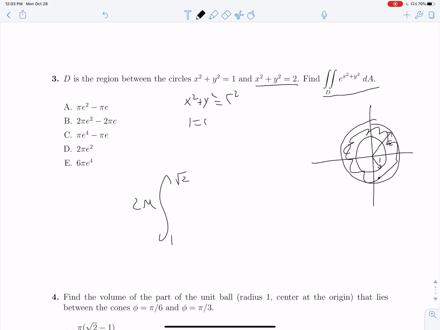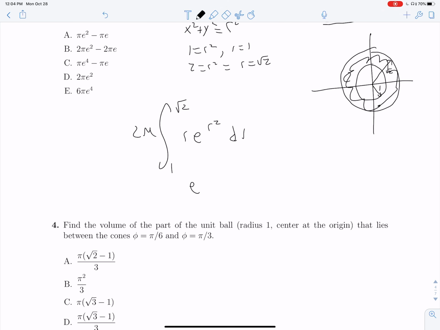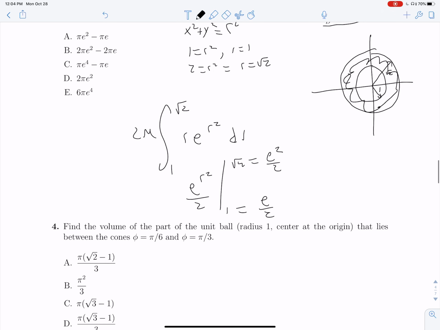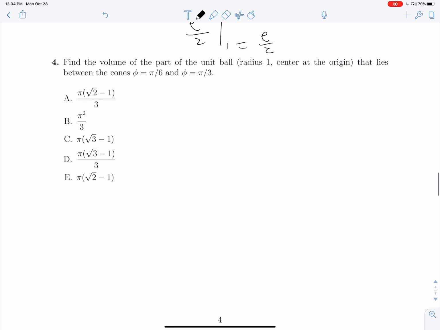And so 1 equals r squared, r equals 1, and 2 equals r squared, so r equals root 2. Okay, so evaluating this with e to the r squared, remember we've got to always multiply by r dr, we'll get e to the r squared over 2, evaluated from 1 to root 2, is e squared over 2, and then e over 2. And then if we multiply everything by 2 pi, we're going to get pi e squared minus pi e. And pi e squared minus pi e is right there.